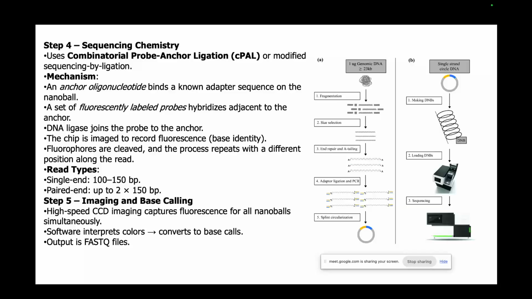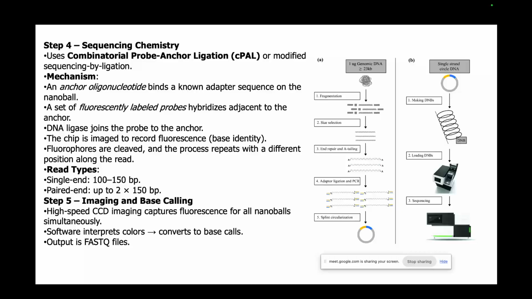The fourth step is actually the chemistry of how it is happening. So what they use is something known as a combinatorial probe anchor ligation technique, so CPAL, or it is also known as modified sequencing by ligation. So what happens is, an anchor oligonucleotide will be there, which will have an adapter sequence associated with it, and that complementary adapter will be present in the DNA nanoball, right? So the anchor oligonucleotide will bind to the actual DNA nanoball with the help of the adapter sequence. Then a set of fluorescently labeled probes will be hybridized adjacent to the anchor, and the DNA ligase will join the probe to the anchor.